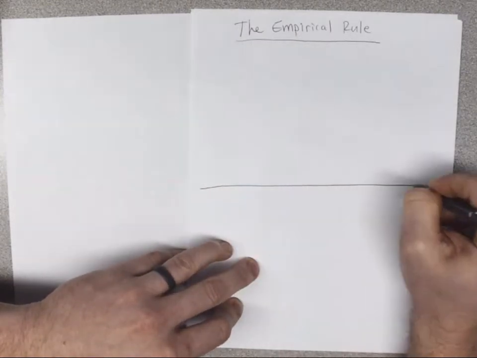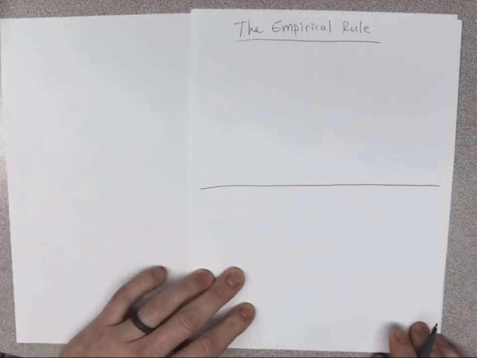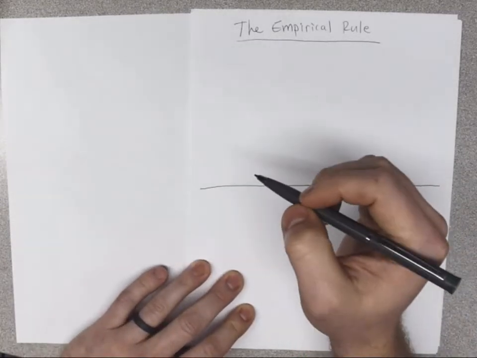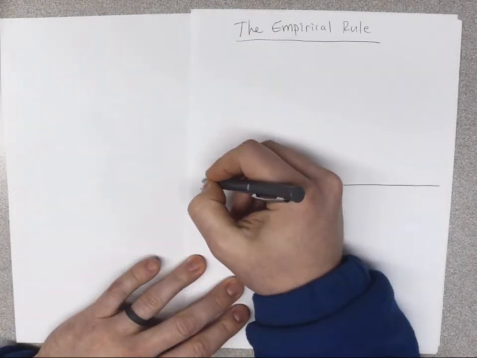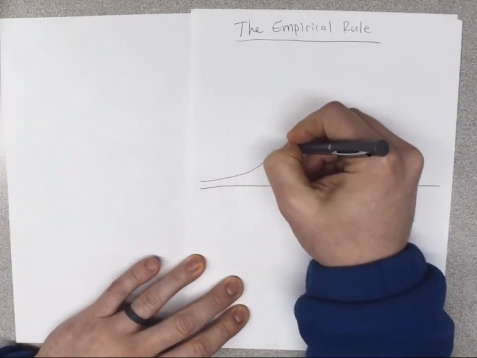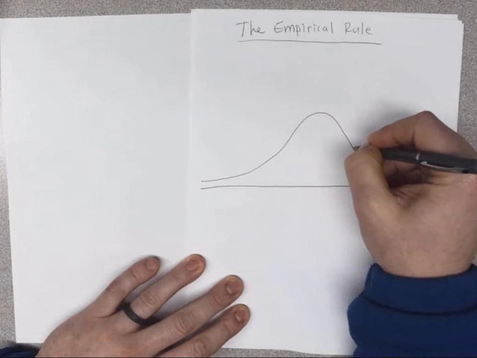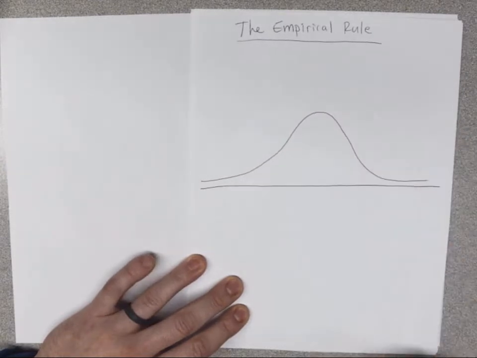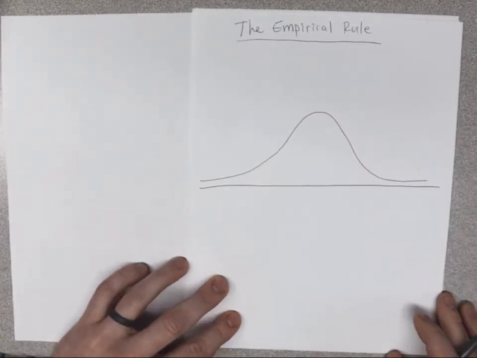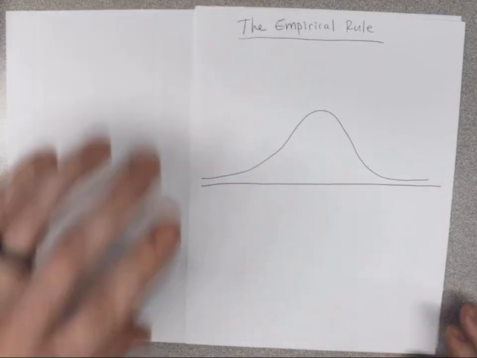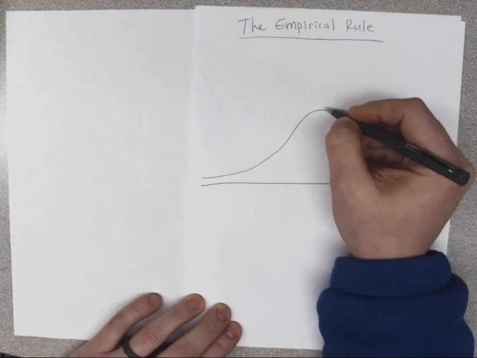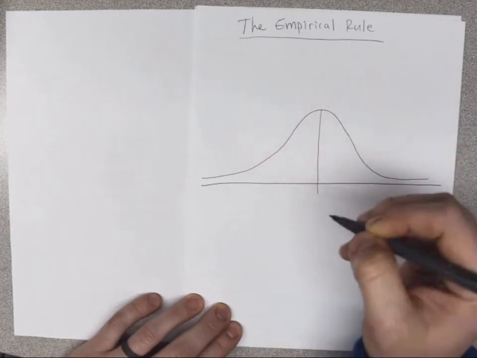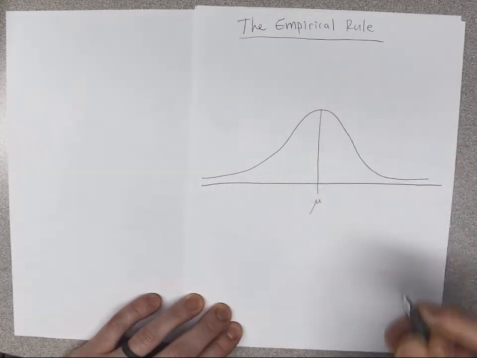I'll make it kind of big here. And I'll do my best to draw this accurately. What I'm going to draw is a bell-shaped curve. And it will look something like this. This is a bell-shaped curve. And looking at this bell-shaped curve, we can tell that our mean is right in the middle. We'll call that mu.